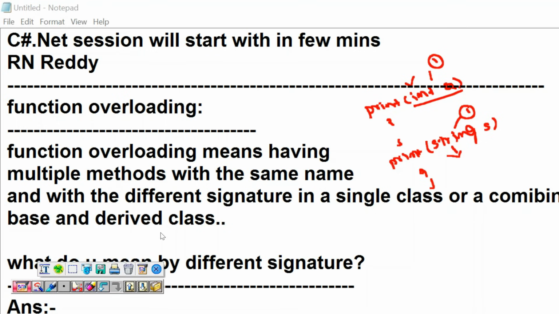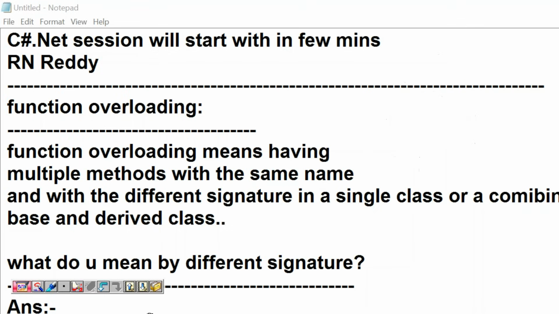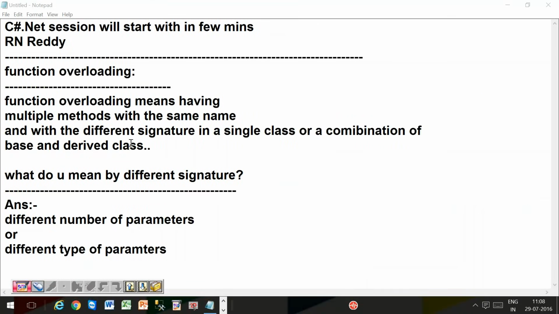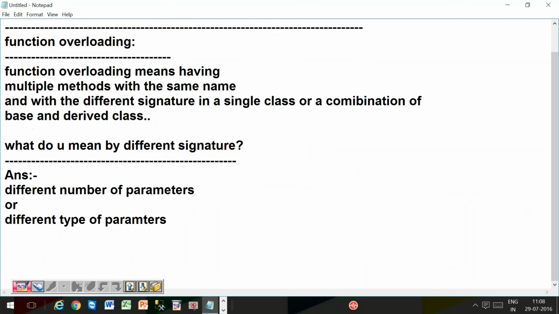Understood everybody? Yes, sir. Right. Now come back to our discussion. Next, third one is different order of parameters.